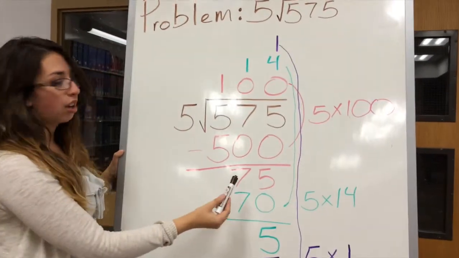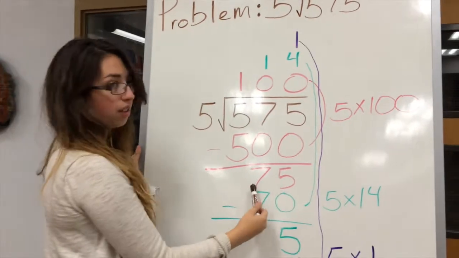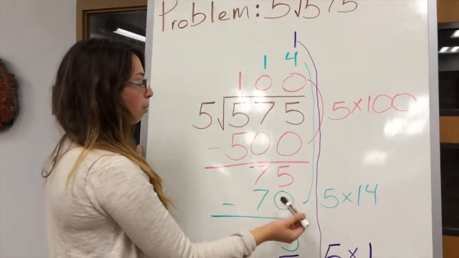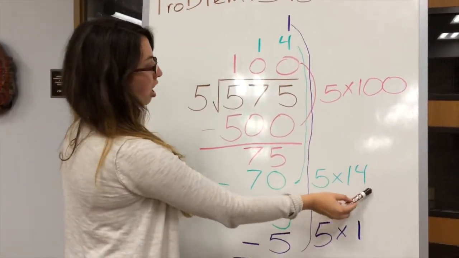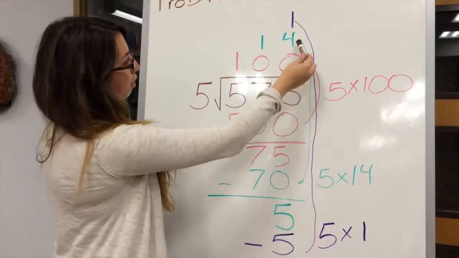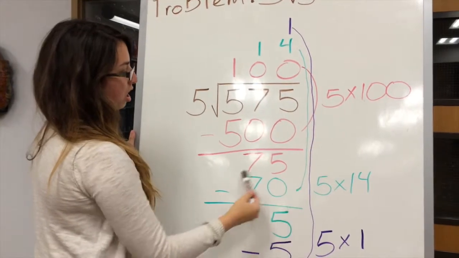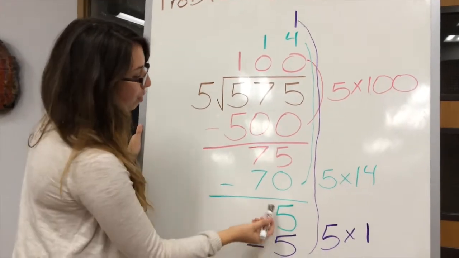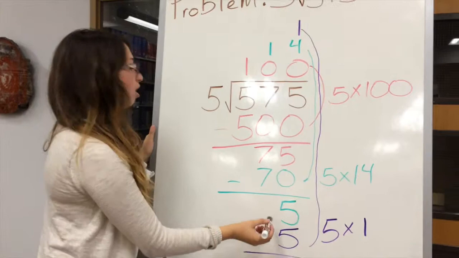Next we need to figure out how many 5s are in 75. We figure that there are 14 5s in 75. So we put the 14 up here and 70 down here, and we are left with 5 left over.